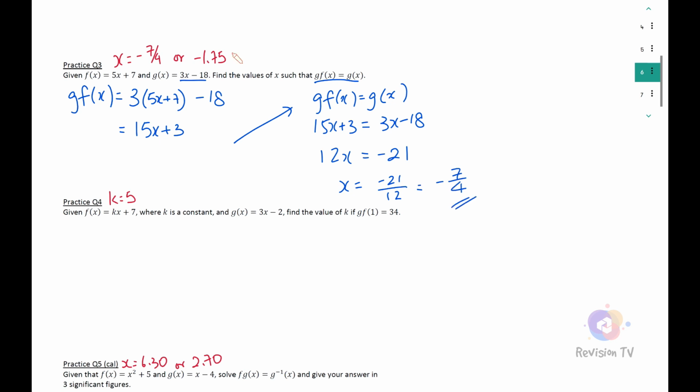Okay. Question 4. Given f of x equals kx plus 7, where k is a constant, and g of x equals 3x minus 12. Find the value of k if g of f of 1 equals 34.